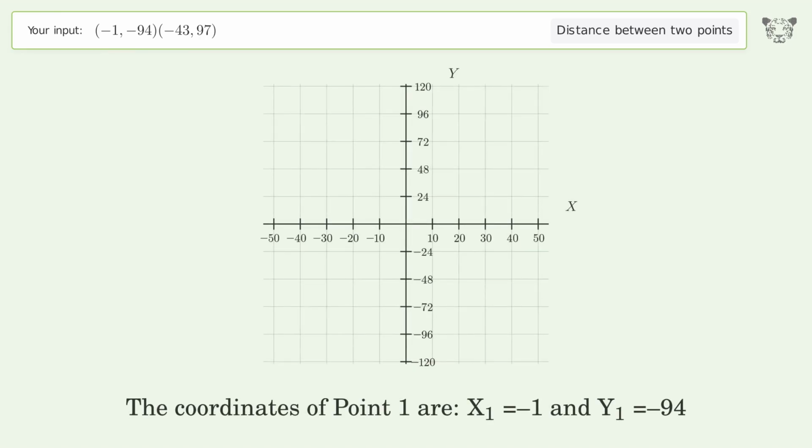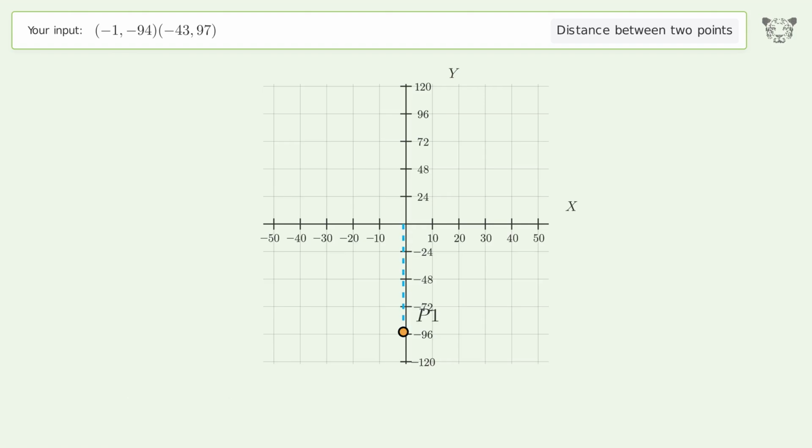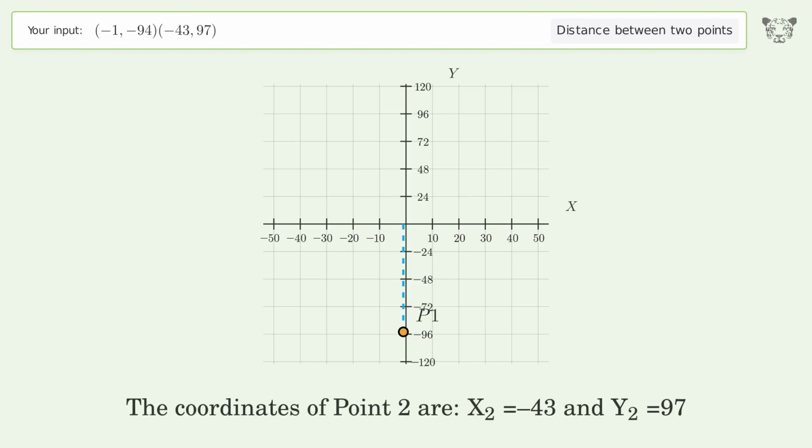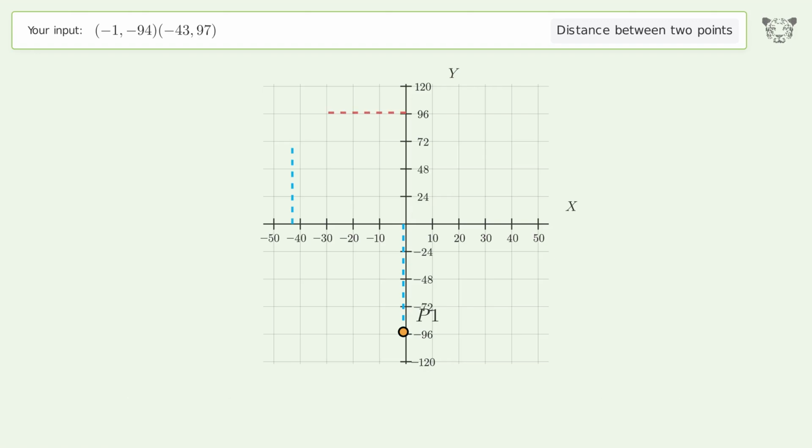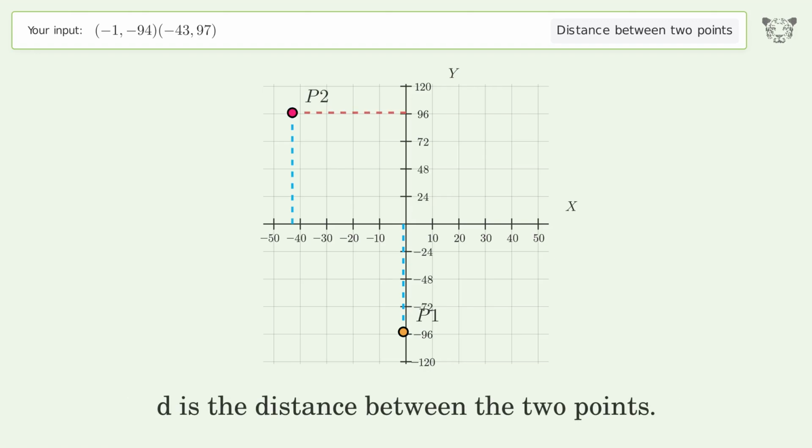The coordinates of point 1 are x1 equals -1 and y1 equals -94. The coordinates of point 2 are x2 equals -43 and y2 equals 97. D is the distance between the 2 points.